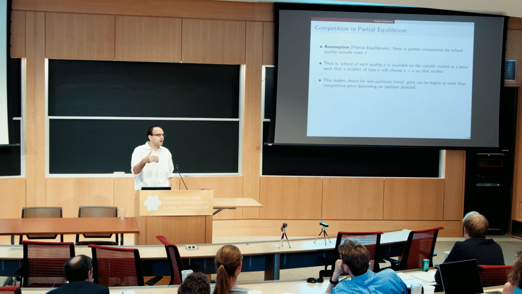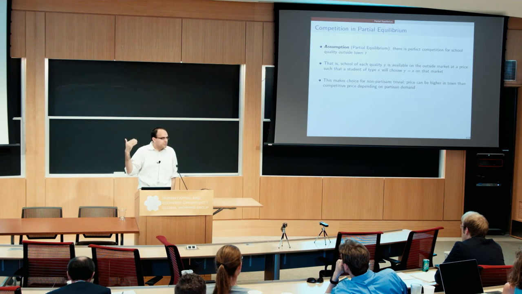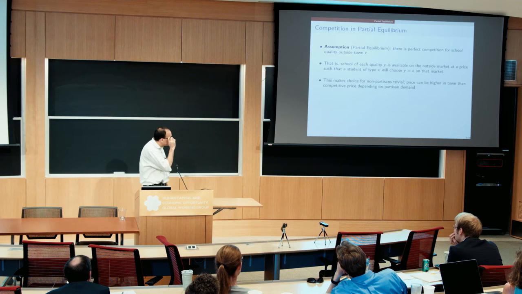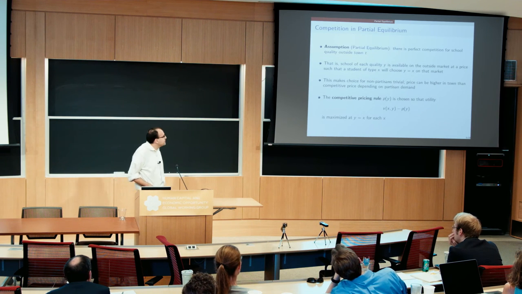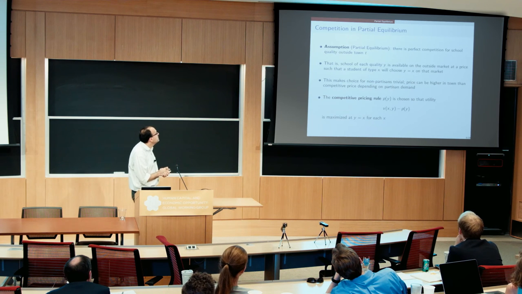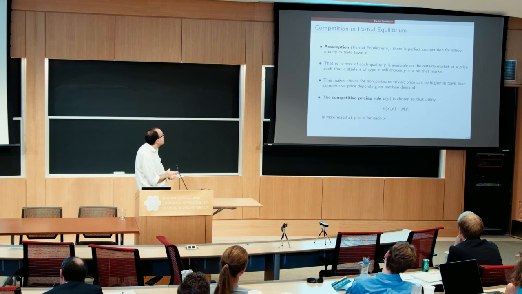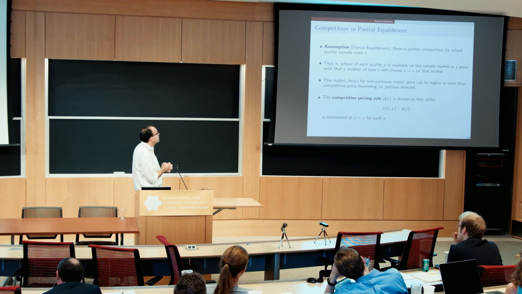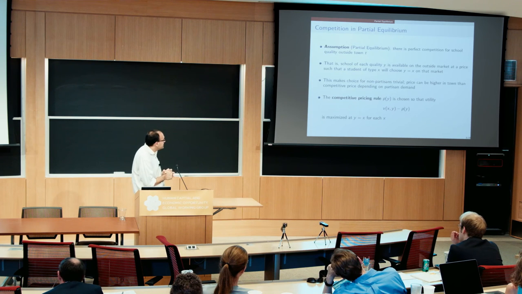A nonpartisan could always live in the town and get some quality, but they could get exactly a quality that would match their type if they left the town. So what we're really thinking about here is the choice for partisans. That's the sense in which nonpartisans are a device for housing market clearing. Let me be a little bit more specific. We'll say the competitive price under this assumption is chosen such that the utility is maximized for school quality Y at Y equal to X for each X.